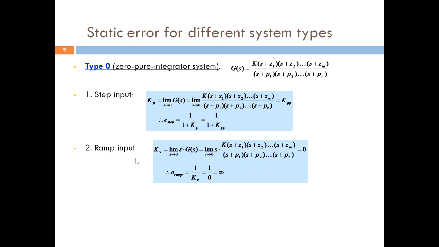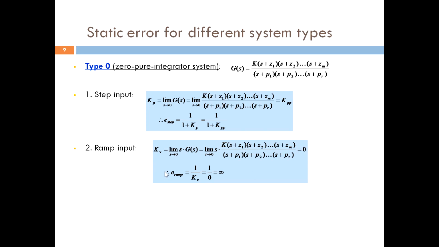For a ramp input, we can do the same. The starting point again is the expression for the velocity error constant. We supply the G(s) that we have been given, and in this case Kv is going to be equal to 0. The reason being that, according to the expression for the velocity error constant, we've got s multiplied by G(s). And because s is going to 0, we end up with the whole of this expression evaluating to 0.